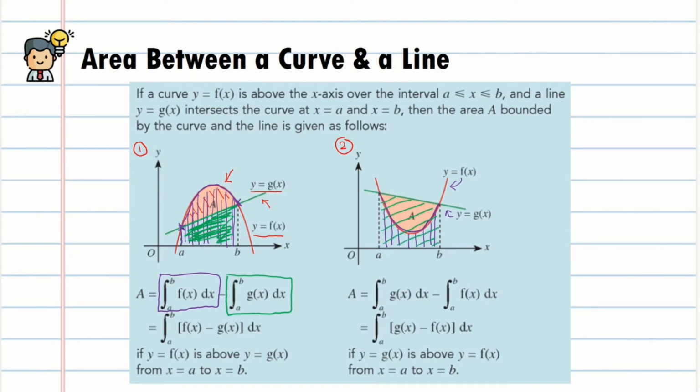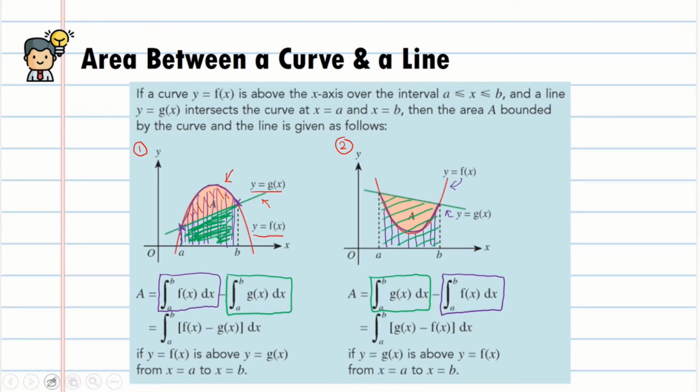So this tells us that to find out the area A, we will be taking the area under the line, which is represented by this definite integral, minus away the area under the curve, which is represented by this definite integral. So in summary, to find out the area between a curve and a line, we need to be very clear about what exactly is the area under the curve and the area under the line, and then we do the necessary subtraction, or sometimes addition, to find the area that we want.